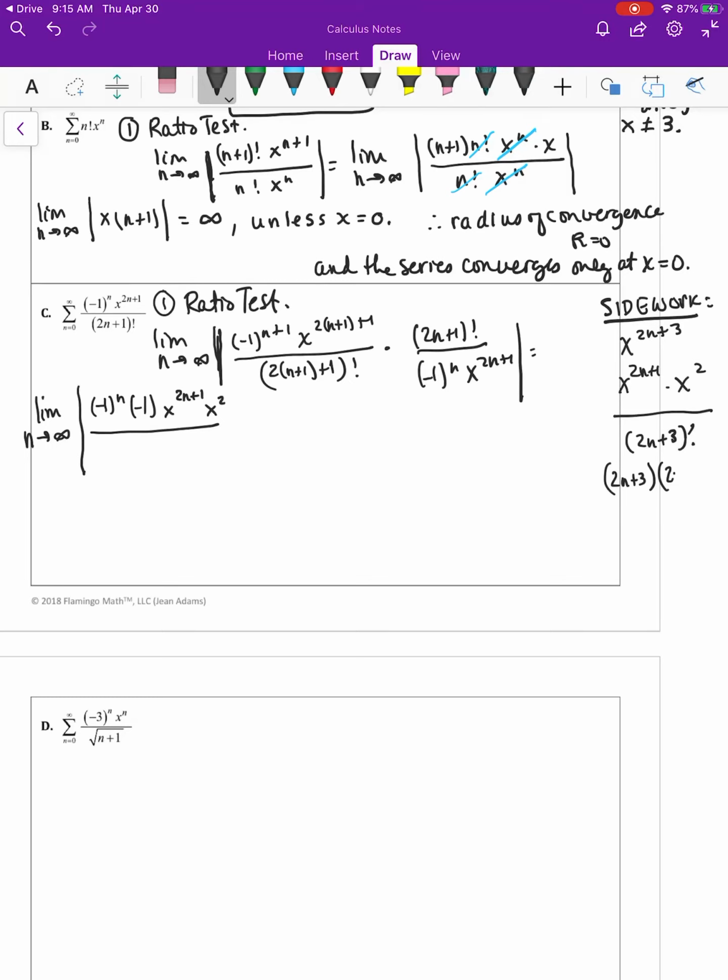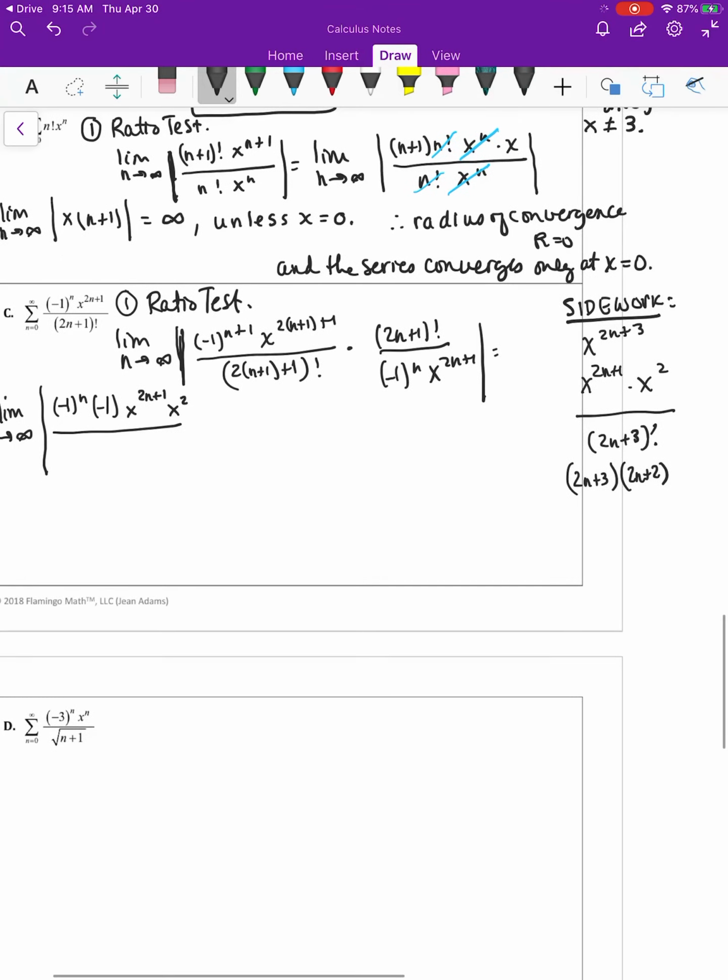Here's some more side work. We're going to have 2n plus 3 factorial. Well, that's going to be equivalent to 2n plus 3 times 2n plus 2 times 2n plus 1 factorial. We're reducing it by 1 every single time. I'm going to add the factorial at the end. You can add it at the end at any point, but that's the one I want to cancel. So this is going to be 2n plus 3 times 2n plus 2 times 2n plus 1 factorial.